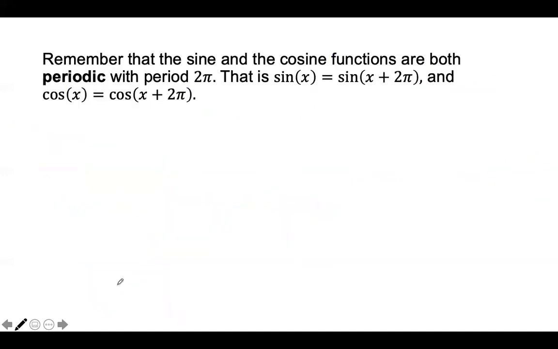So now remember that the sine and cosine functions are both periodic and they both repeat at 2 pi. So their period is 2 pi. That means that the sine of x is equal to the sine of x plus multiples of 2 pi, because they repeat. And the same with cosine. 2 pi can be added to x, and it's just going to be the same number. It's going to be repetitious.